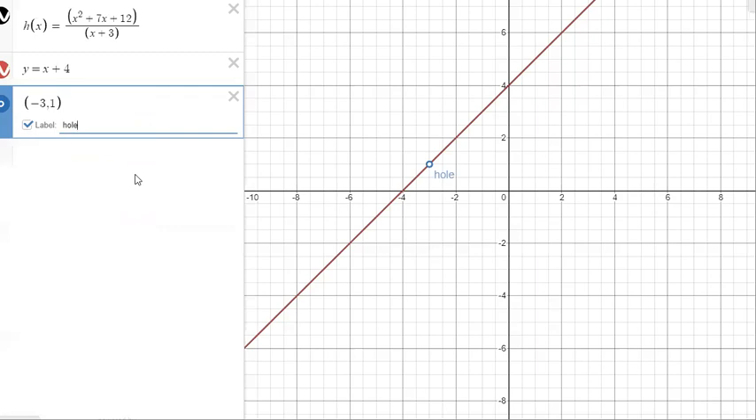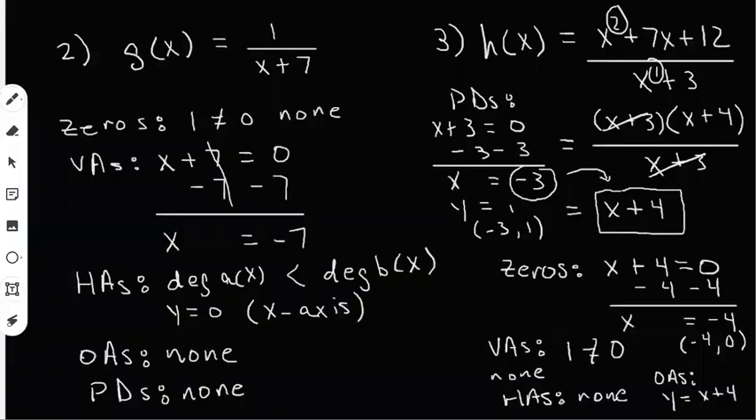Okay. Let me head on back to the slide. I'll leave this up there for a minute longer, and then we'll move on to the last two, 4 and 5.